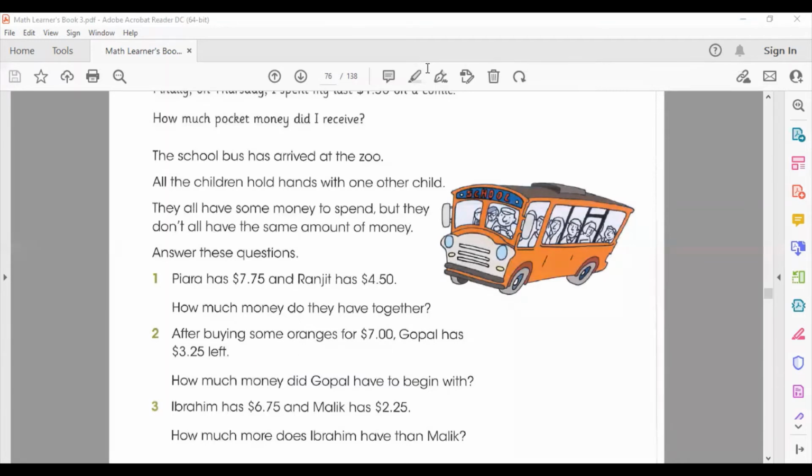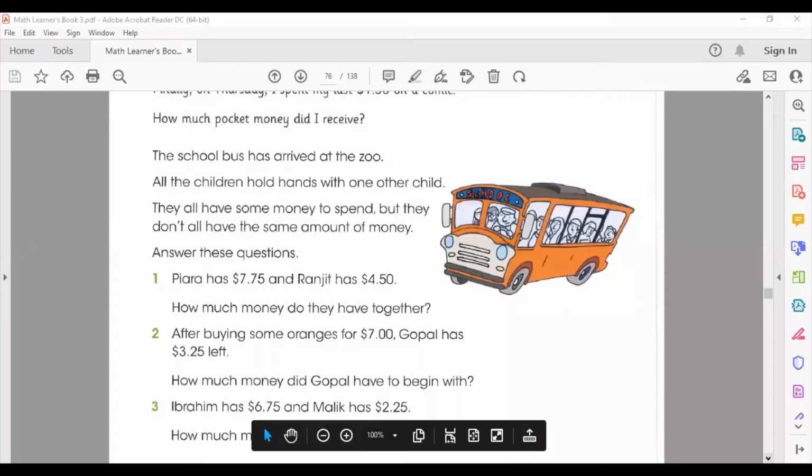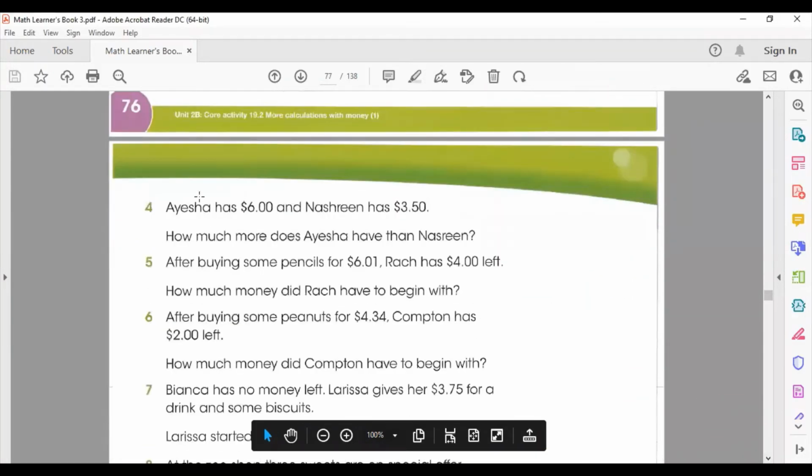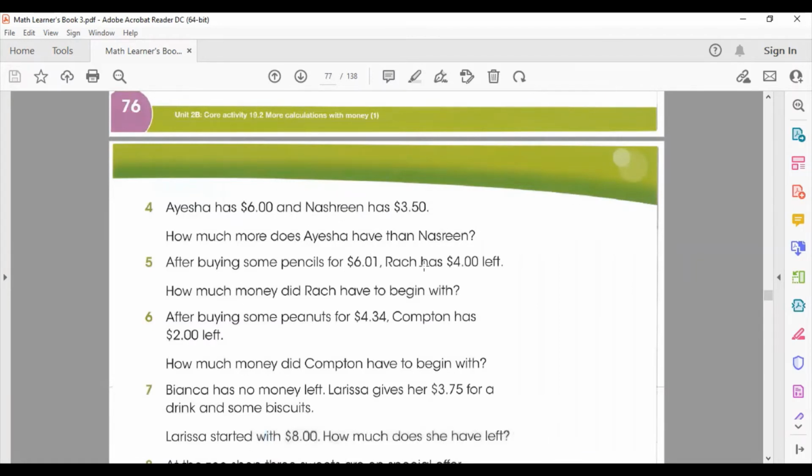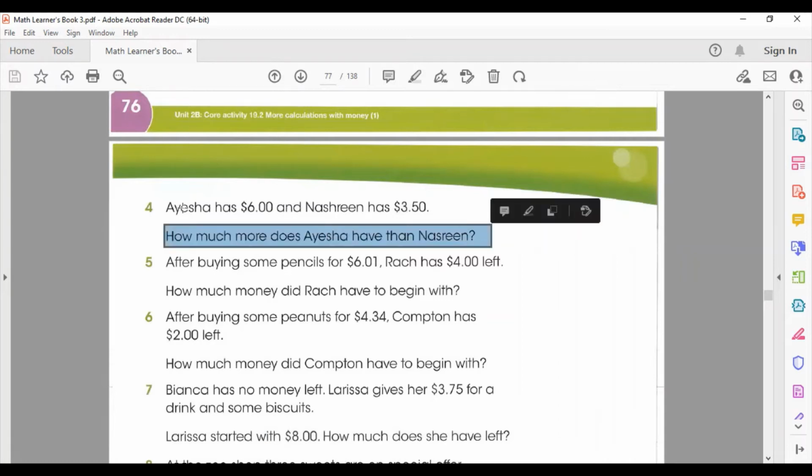Let us move to the next question. Now, question number 4. Aisha has $6 and Nasreen has $3.50. How much more does Aisha have than Nasreen? Again, a minus question. We need to do minus: $6 minus $3.50. From 6 minus 3, 3, so $2.50. We need to write here $2.50.